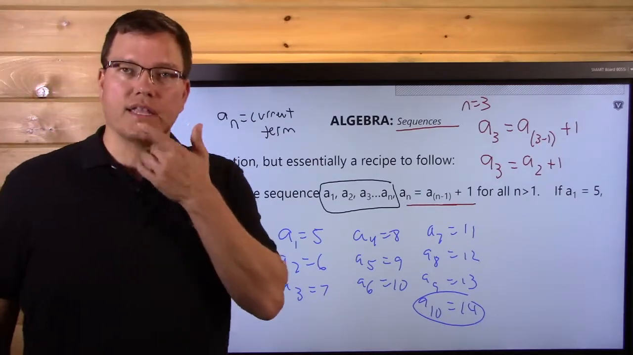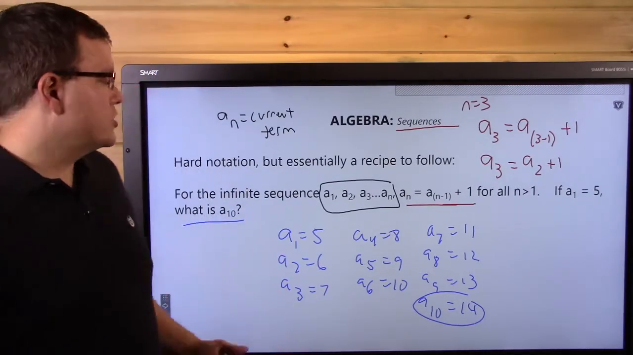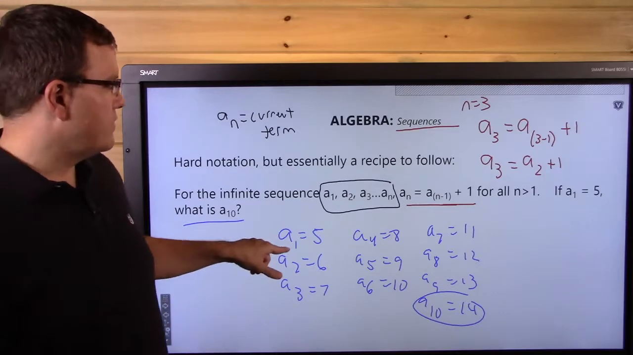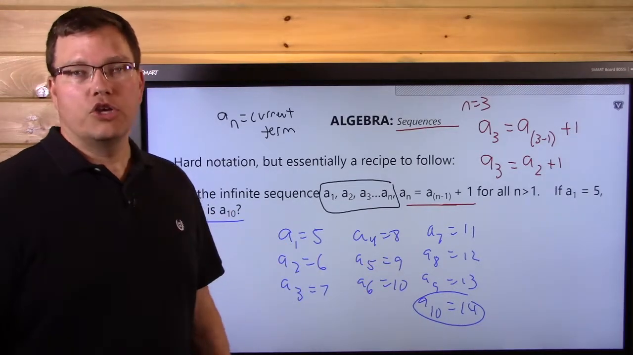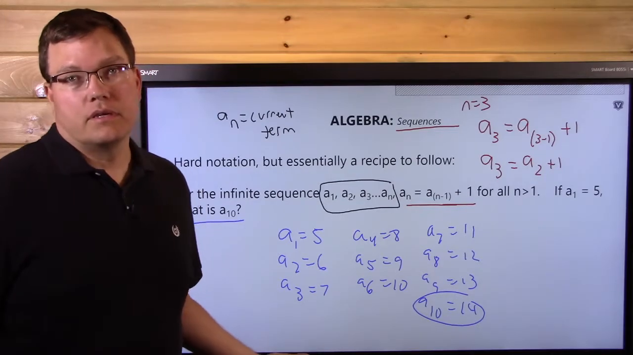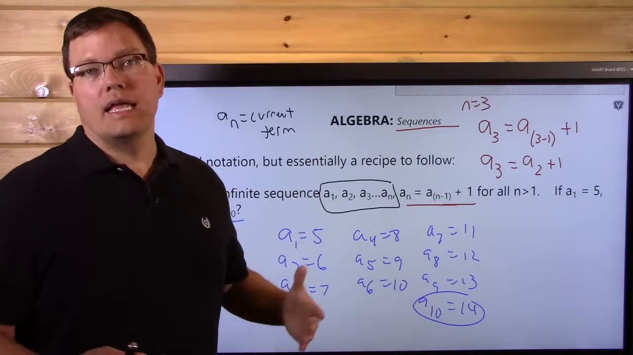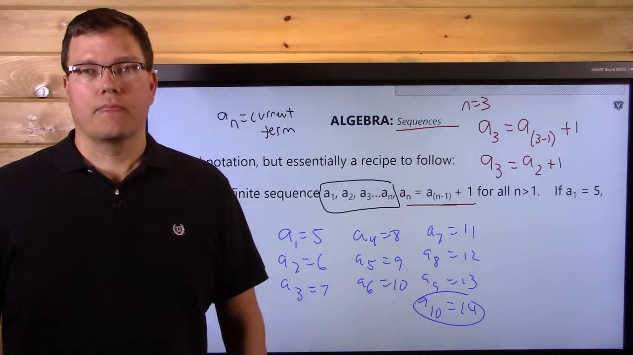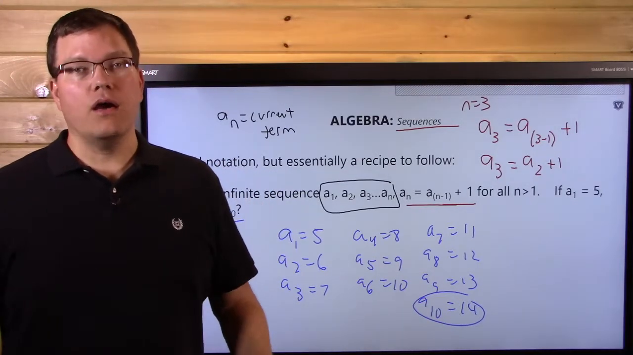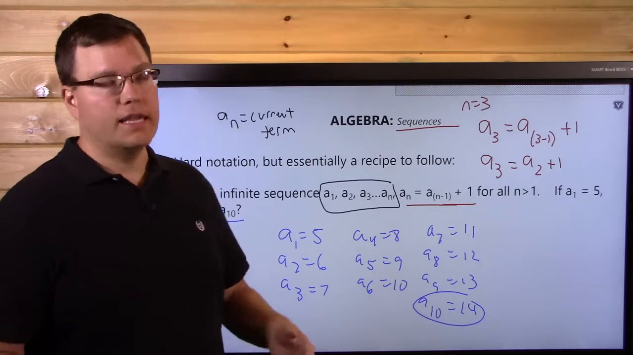Now you don't have to write that all the way out, because you know that to get from 1 to 10, you're going to increase by 1 nine times. Well, what is 5 plus 9? 14. So you can write a whole sequence out, or you can figure out the pattern and go that way.